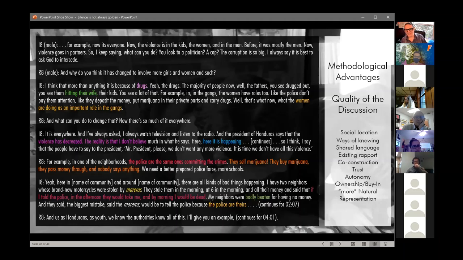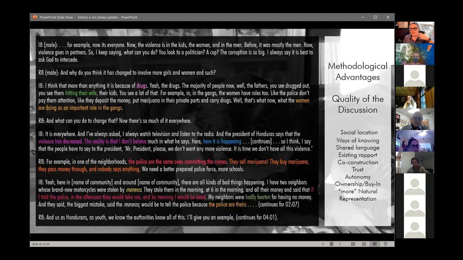The police are selling marijuana. They buy marijuana. They pass money through the communities and nobody says anything. They're talking about gangs. They're talking about family members being beaten. They're talking about the police being owned by the narco traffickers, right? They're talking about threats. And as John mentioned, yes, it also contributes to the critical reflection on the part of the participants. Thank you, John, for pointing that out.